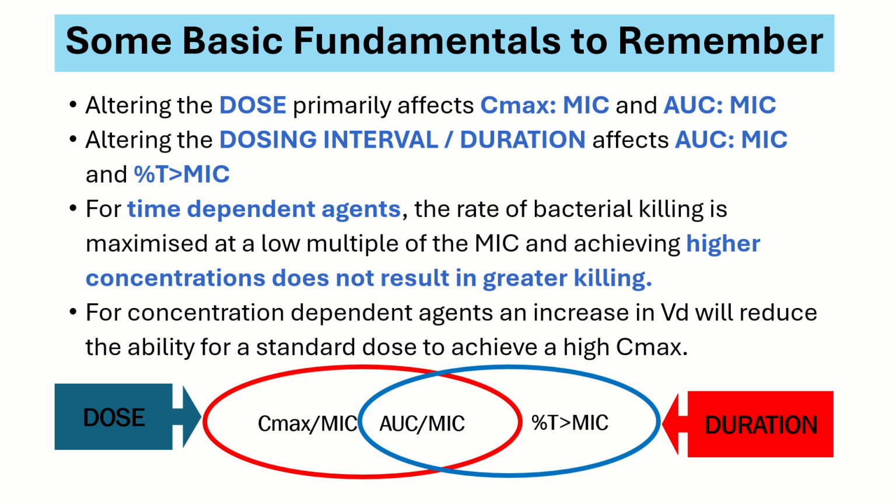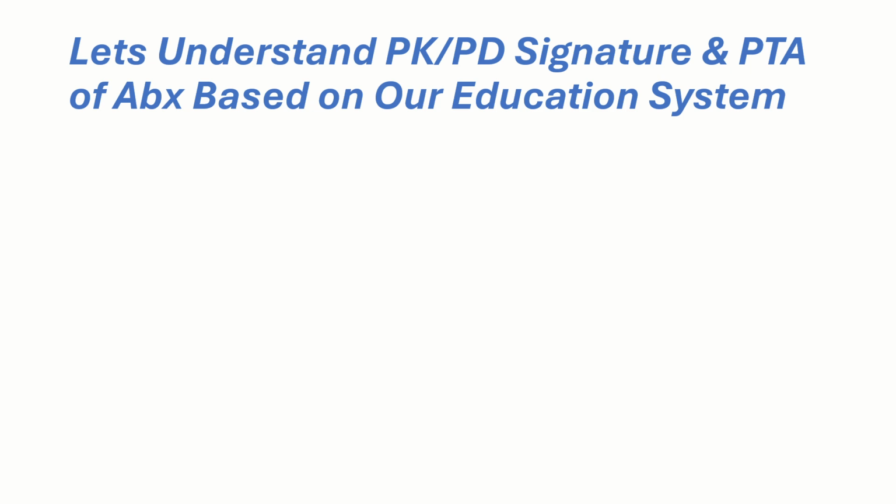They are only good for the secondary bacteremias which arise out of complicated intra-abdominal infections or skin and soft tissue infections. So that's the relation between the different PKPD indices and the MIC.